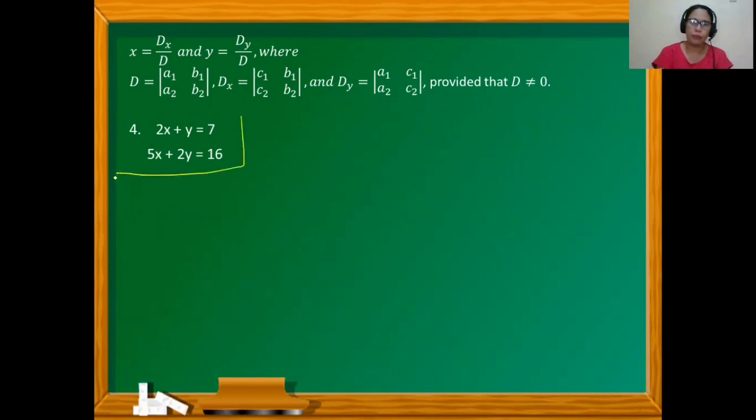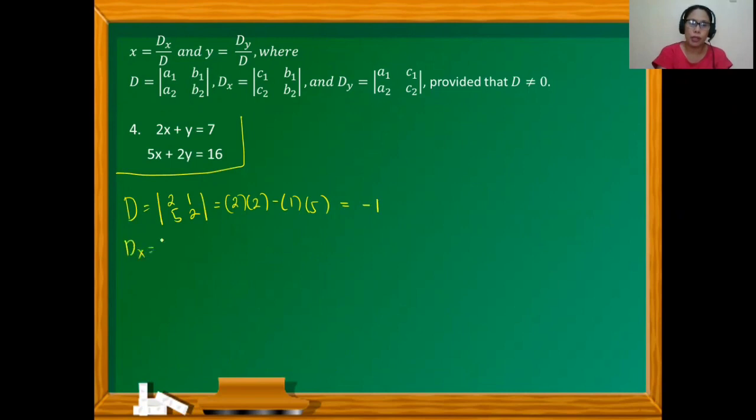So for number 4, solving for the determinant. So this is a sub 1, a sub 2. So we have 2, 5 here, b sub 1, b sub 2. We have 1 and 2 respectively. So this is equal to 2 times 2 minus 1 times 5. And this is equal to 4 minus 5. So this gives us negative 1.